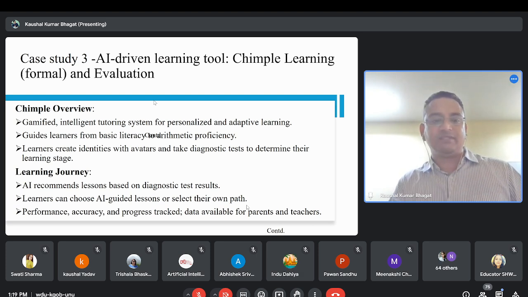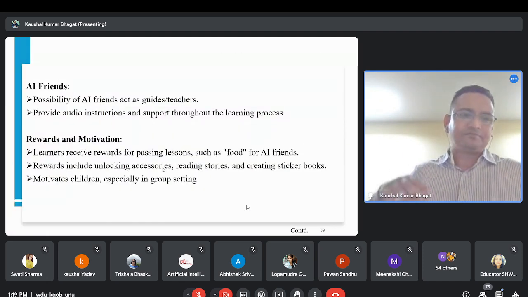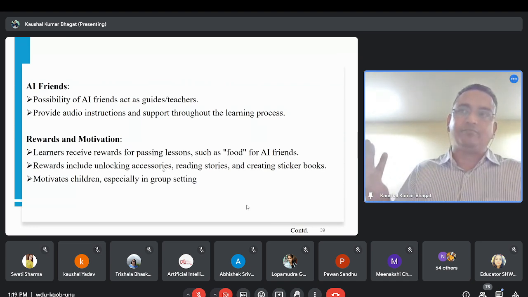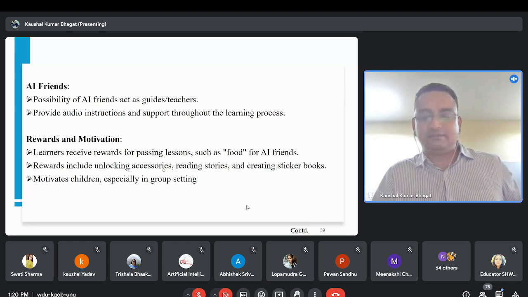So AI basically recommends some of the lessons. In the very beginning, they do some kind of diagnostic test, and then they identify where the students are having some kind of problem. Based on that diagnosis, they provide some AI guided lessons. Then there is a learning path that they track, and progress is made, and it is also shared with the parents and the teachers. They have some AI bots also, which act as guides and teachers, providing 24/7 support. So this is another way that artificial intelligence can help the students for their learning and other stuff.